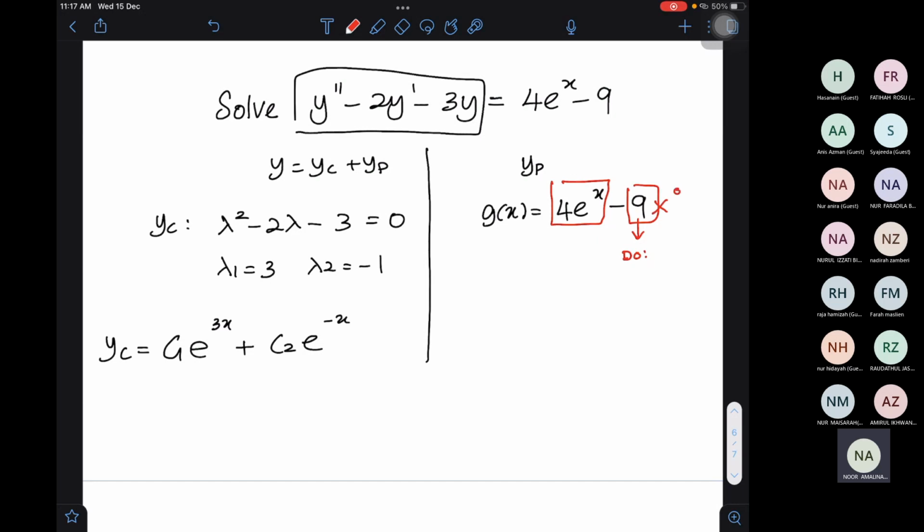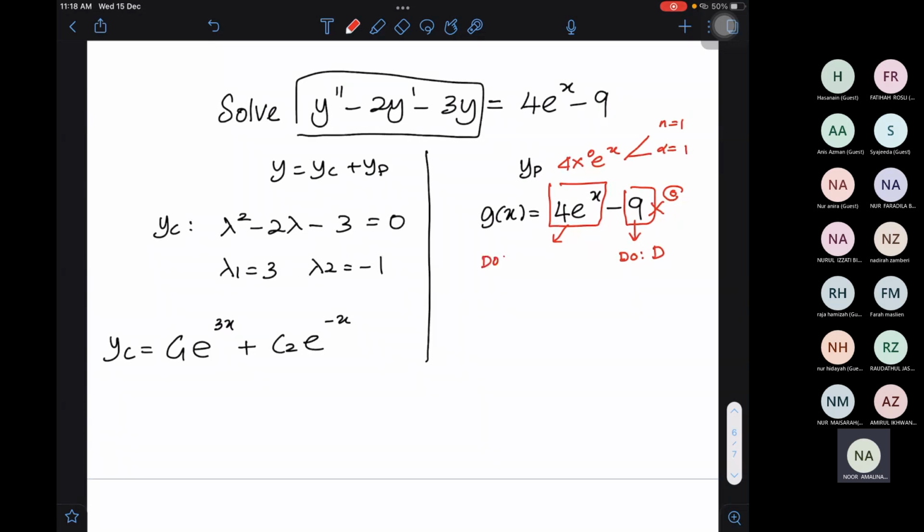So differential operator adalah D to the power of n, and n adalah kosong tambah 1. So D kuasa 1. So differential operator dia. Yang ini must be the combination of exponent and polynomial, but we cannot see the polynomial, so it's actually 4x to the power of 0 exponent x. So from here, we get our n is equal to 1 and our alpha is equal to 1. Okay, so what is the differential operator? It must be (D minus alpha) to the power of n. So differential operator is D minus 1.